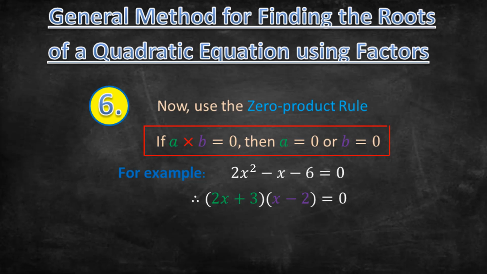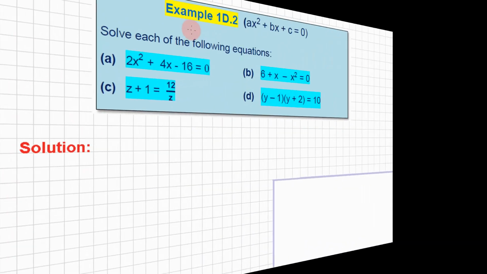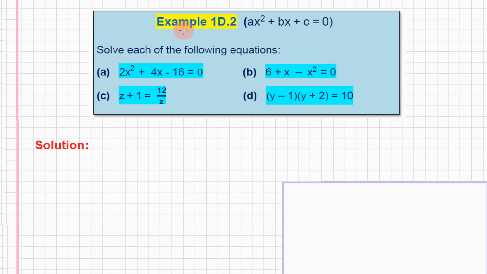So by the zero product rule, we know that 2x plus 3 must be 0, or x minus 2 must be 0. And now we solve for x in each equation. So we end up with x equals negative 3 over 2, or x equals 2. So this example deals with solving quadratic equations that are slightly more complex. Let's look at A.